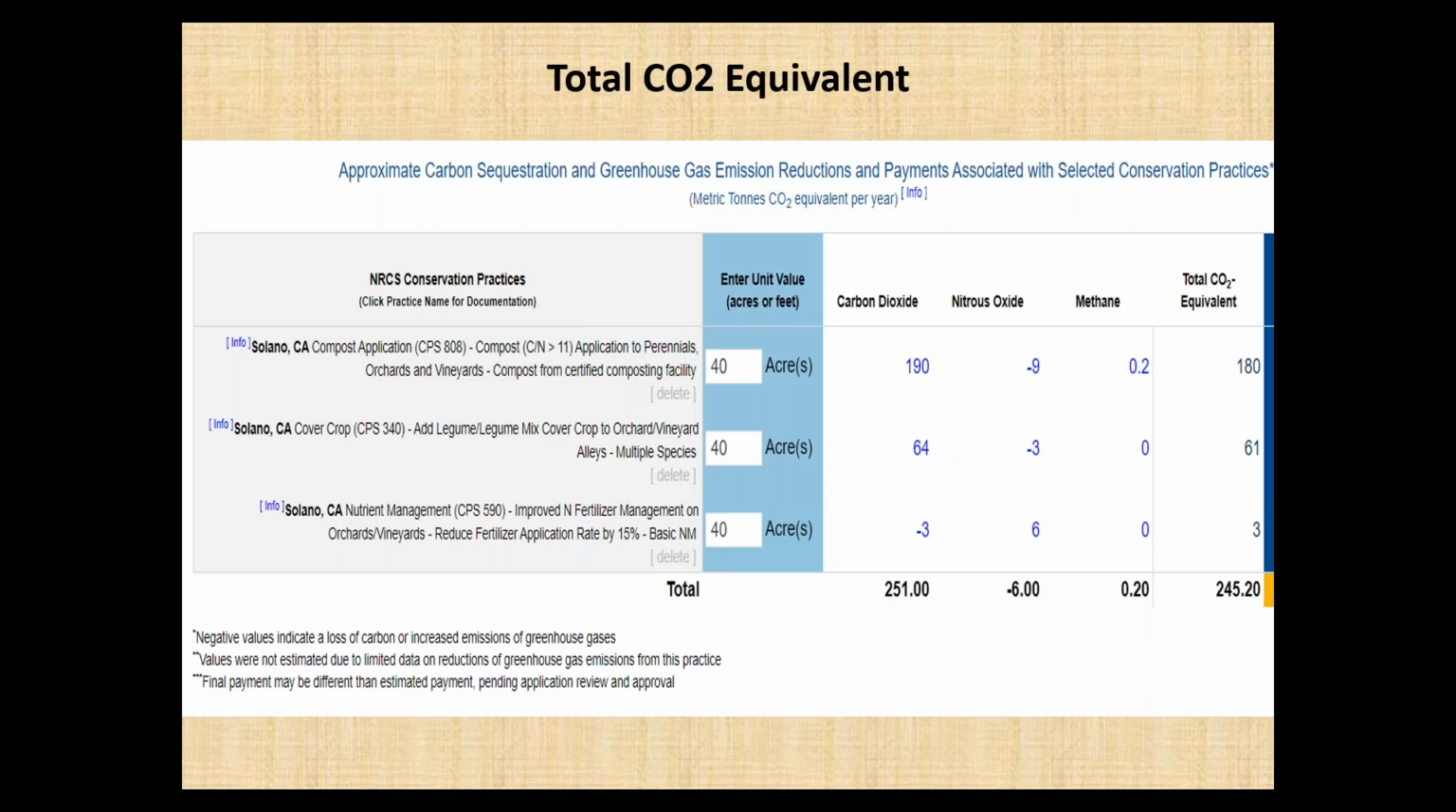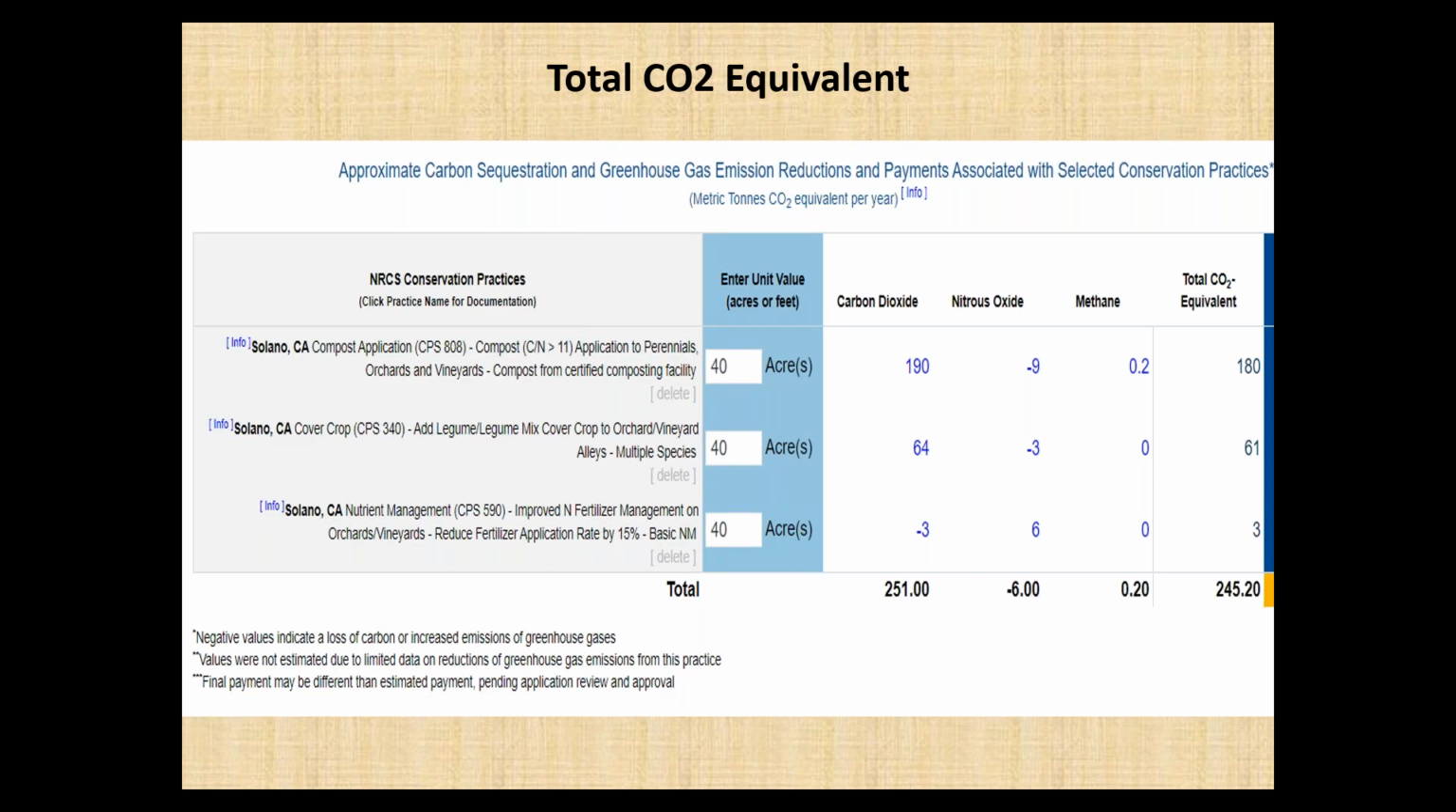The next page shows the total CO2 equivalent, carbon dioxide equivalent, in metric tons per year for each practice. You may not be able to see that screen, but the practices again are compost application, cover crop, and nutrient management over 40 acres. And we see carbon dioxide sequestered, 251 metric tons. Nitrous oxide, an increase. And I don't see the final one, it's methane, but it's an insignificant change.